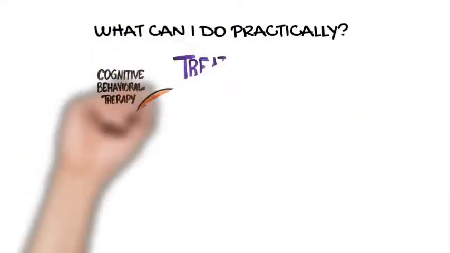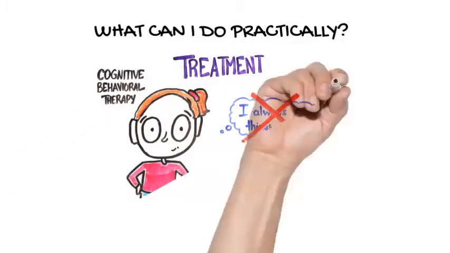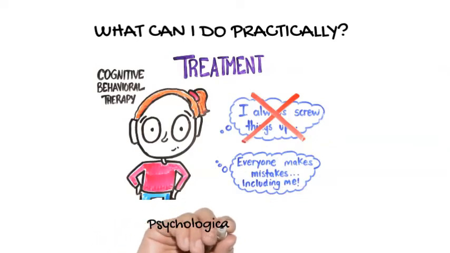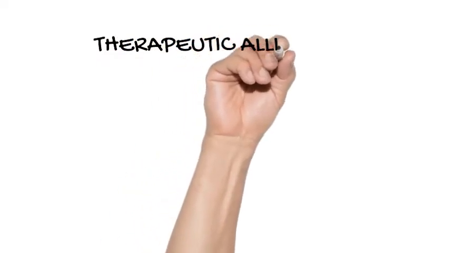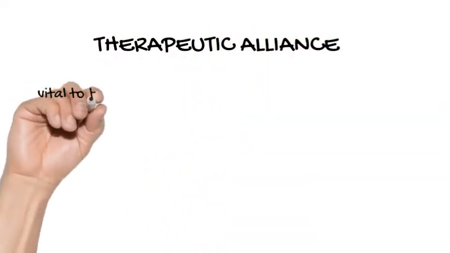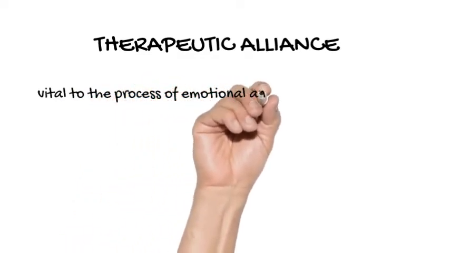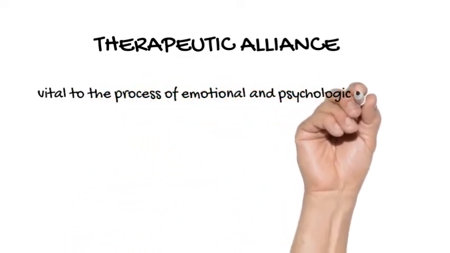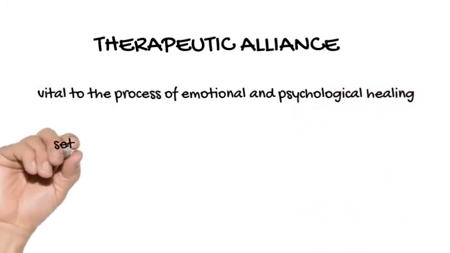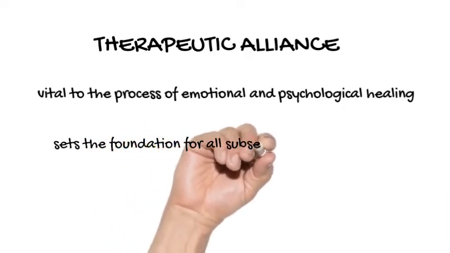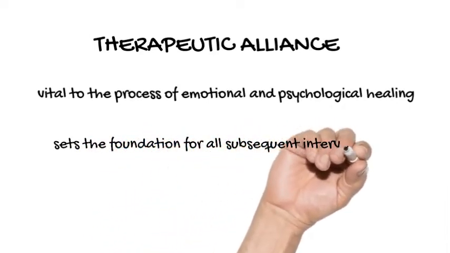Psychological therapy. Psychological treatment for an anxious patient may be in the form of simple interventions that can be employed easily even in a busy clinic setting. Therapeutic alliance. The establishment of a therapeutic relationship is key. This therapeutic alliance is vital to the process of emotional and psychological healing and sets the foundation for all subsequent interventions. The family physician is well placed to do this as he has obtained the trust of the patient and his family through years of collaborative interaction.